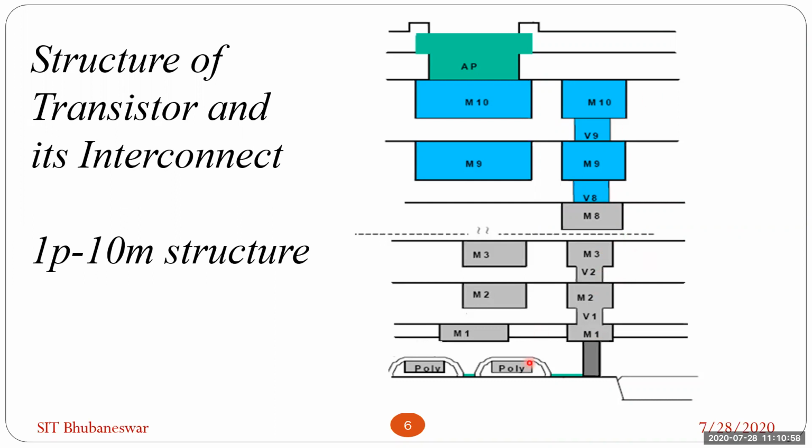So first the transistor you have seen, then these are the metal structure. This is a 1 poly 10 metal structure. So are you getting something? How much complexity is there in a chip? What are the metal stacks and how does the transistor look like? The fabrication steps are nothing but one by one.